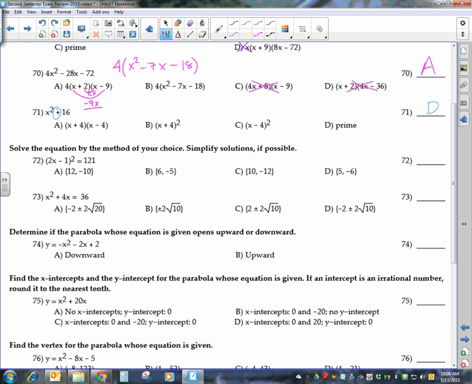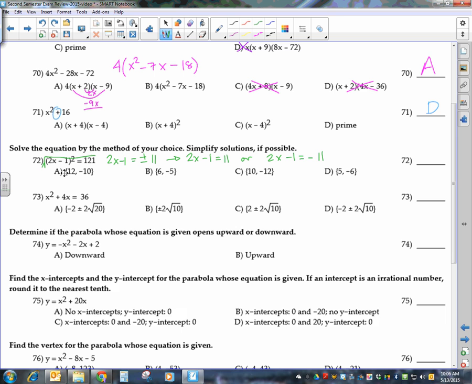All right. Solve the equation by the method of your choice. Simplify the solutions if possible. If I see something equal to 121, that's a perfect square. And if that's a perfect square, then I'm going to take the square root of both sides, and that gives me 2x minus 1 equals plus or minus 11. Some people might prefer 2x minus 1 equals 11, or 2x minus 1 equals negative 11. Now you can go plug these in to that right there, or you can plug it in right there and figure out which one works.